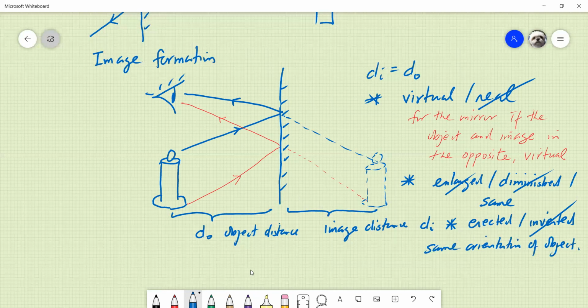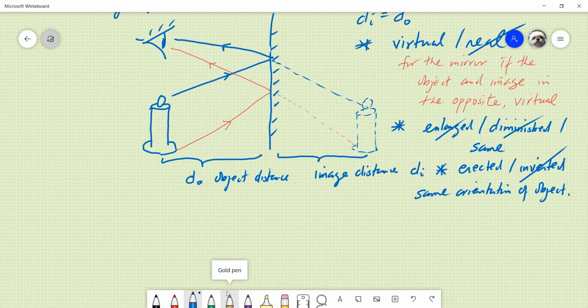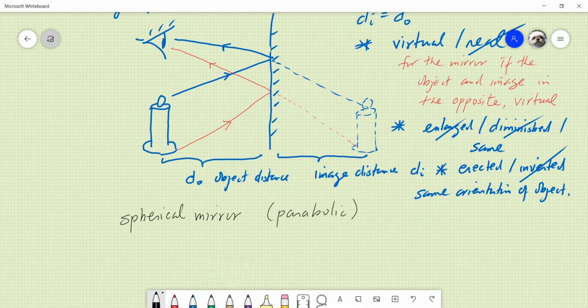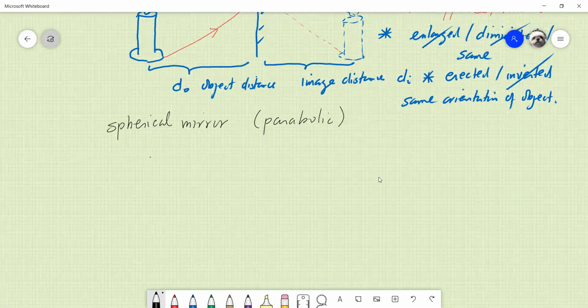Very simple, right? Plane mirror. And plane mirror is not that interesting. Now, what we're gonna do is talk about the spherical mirror here. Now we have 2 types of mirror: one we call the parabolic, and another one we call the spherical mirror. Now here we're gonna talk about the spherical mirror. Now what is the spherical mirror? Let's say I have a sphere.